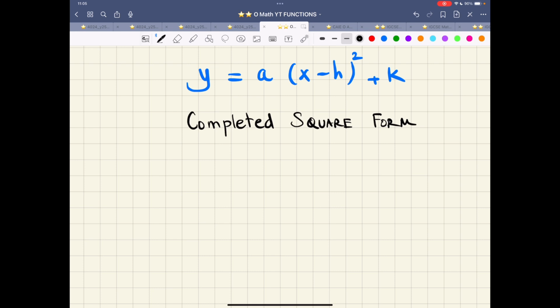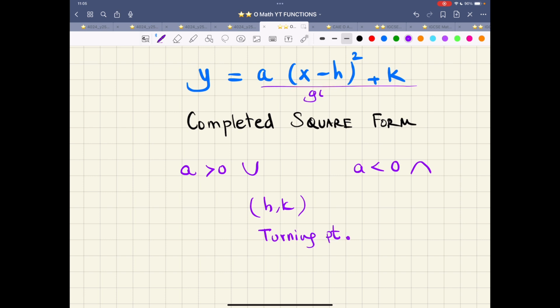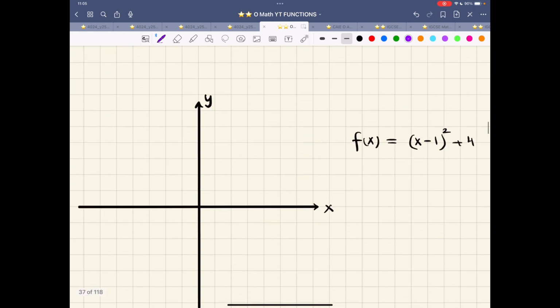Now comes the concept of the completing the square method. A is the same. If A is positive, that's the shape. If A is negative, that's the shape. And now h, k is the coordinate of the turning point, the stationary point. Remember that this is a gold standard equation, just like y equals mx plus c. So you will always compare with this to get the turning point. All good, all clear? Now over here, let me focus on this one.